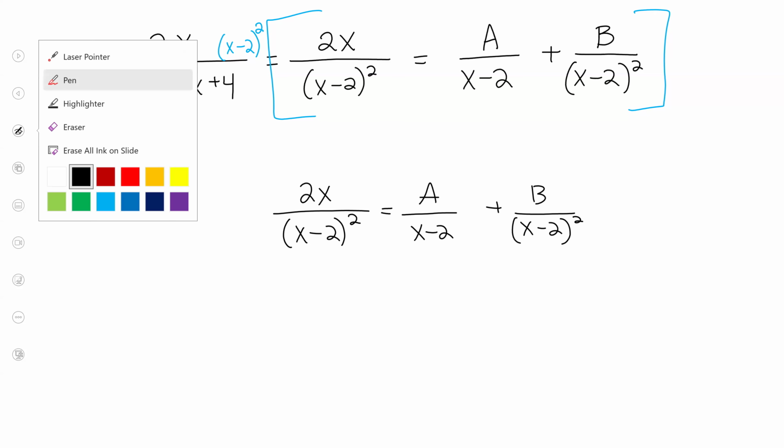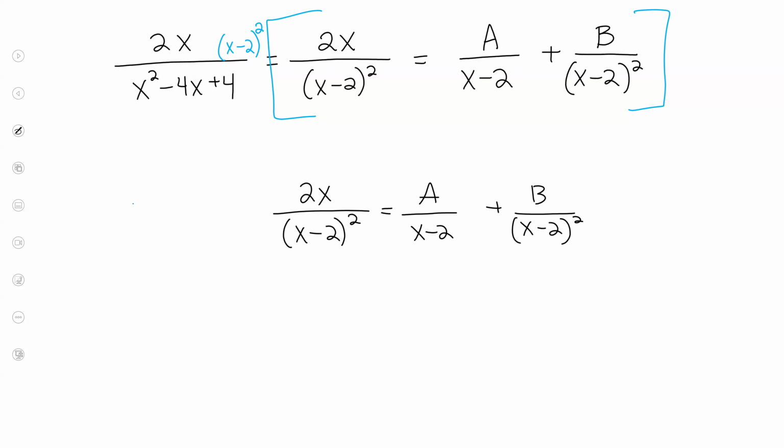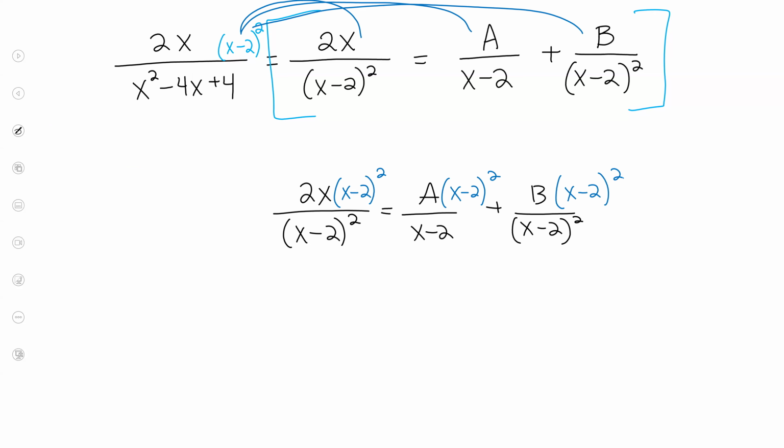Okay, now guys, watch as I distribute x minus 2 squared to each item. It'll go to this first one. It'll go to the A. And it will go to the B. So guys, look, this cancels with that. I'm left with 2x. This cancels with that. I'm left with a B. One of these will cancel with that one in the denominator. So I'm left with A times x minus 2.